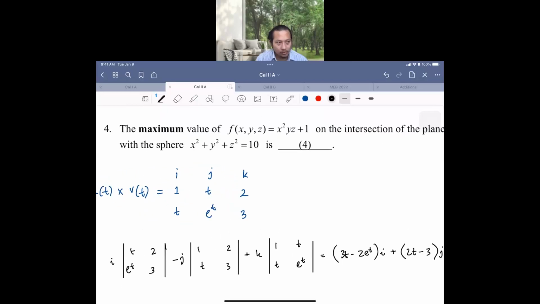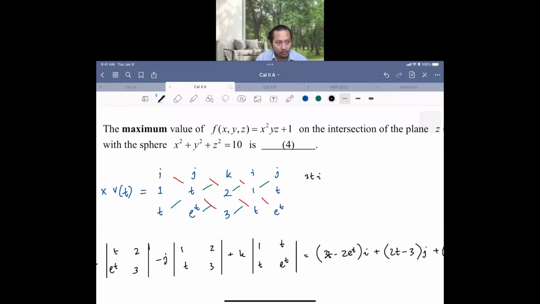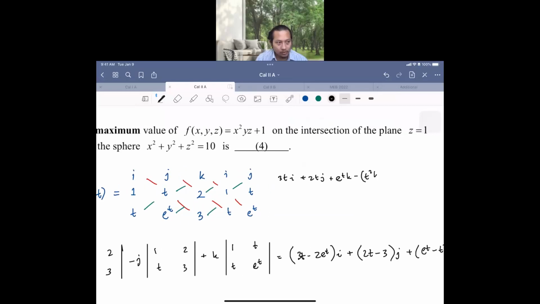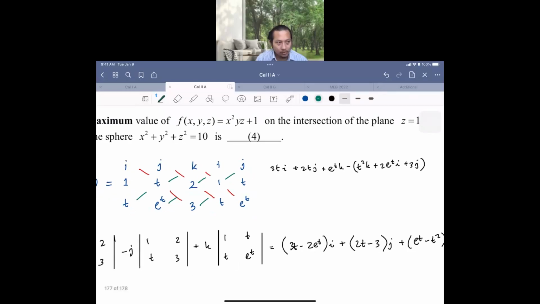Or you can write into another method that you can also get done. You can take this and add, and then minus this, right? We can also make it into 3t i plus 2t j plus e^t k minus t squared k plus 2e^t i plus 3j. And I think this is supposed to be the same, right? 3t minus 2e^t i plus 2t minus 3 j, right? Same. And plus e^t minus t squared.